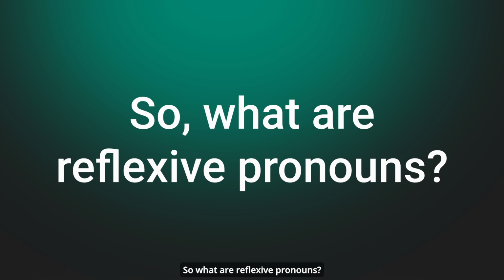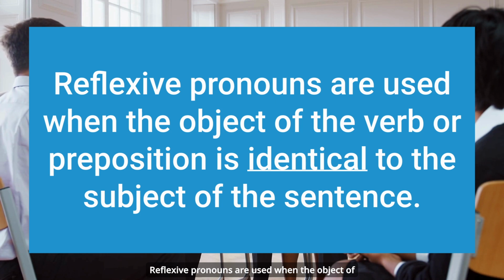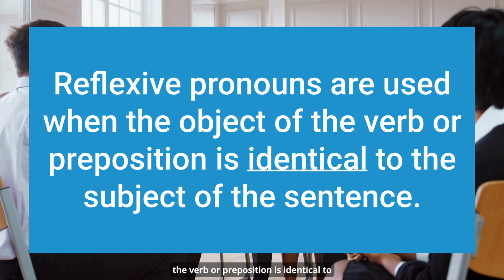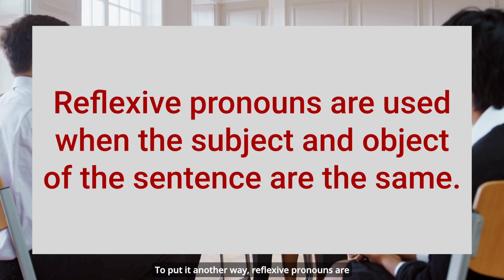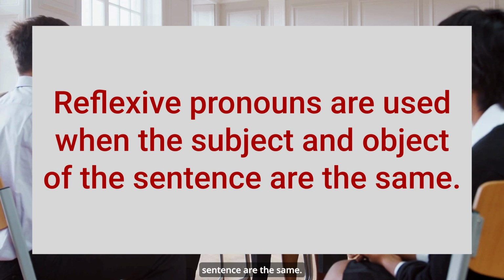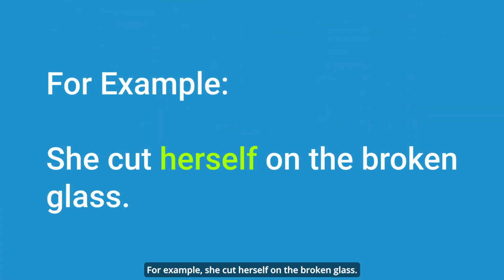So what are reflexive pronouns? Reflexive pronouns are used when the object of the verb or preposition is identical to the subject of the sentence. To put it another way, reflexive pronouns are used when the subject and object of the sentence are the same. For example, she cut herself on the broken glass. The reflexive pronoun herself refers back to the subject she.